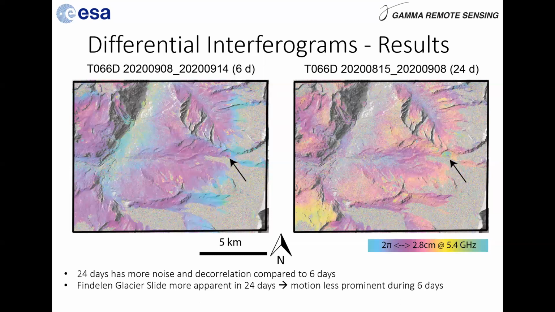Here we show two summer 2020 differential interferograms for 6 and 24 days, which show some differences. Overall, the 24 days differential interferogram is more decorrelated compared to 6 days. This is due to higher rates of changes occurring at the surface during this longer time interval, which Sentinel-1, at a wavelength of 5.6 centimeters, can no longer accurately measure. Additionally, the Findel Glacier slide, as shown by the black arrow, is much more prominent in 24 days. This suggests that this slide moves at velocities that are too low to detect during 6 days only.